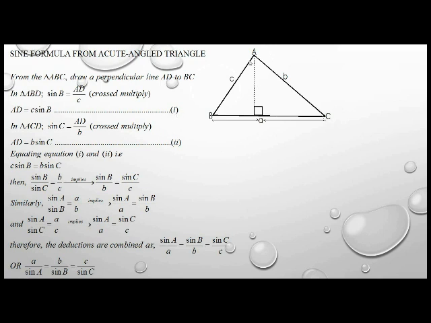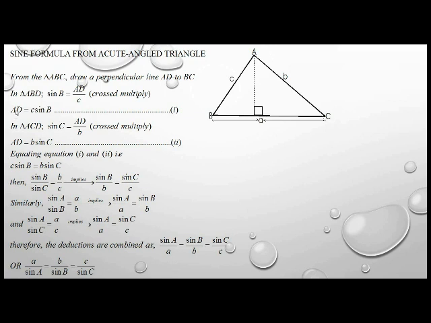It was rightly said that line AD is common to both triangle ABD and triangle ACD. Now, looking at the other side, angle C is facing line AD as well. That simply means sine C will equal line AD over B, which is the hypotenuse side. If we cross multiply as well, we have AD equal to B sine C. That should be our equation 2.